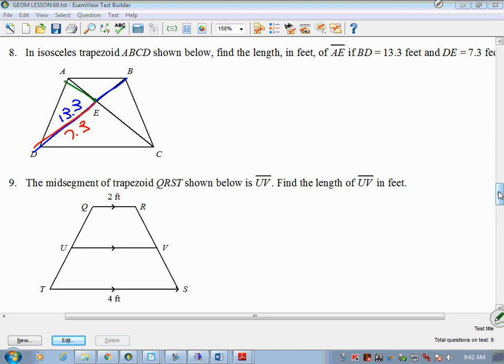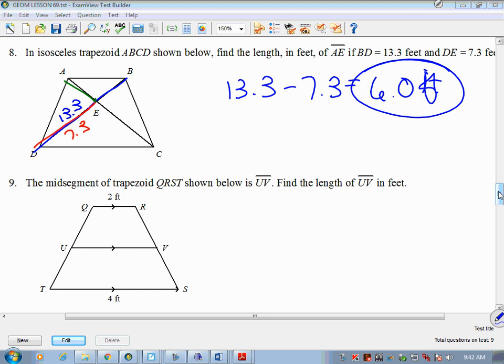What do I do? 13.3, Brady said 13.3 minus what? 7.3, because we're going to take that whole length minus the long length. That's going to be leaving us with the short length, and the short length on both of them should be the same. 13.3 minus 7.3 is what? Or 6.0 feet. Okay, do all of us understand how to do that and why we did that?